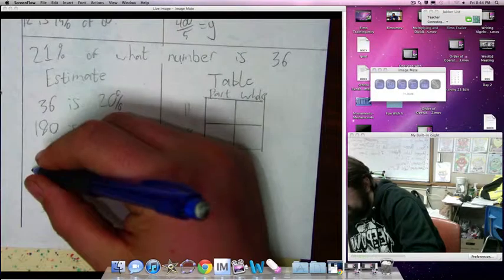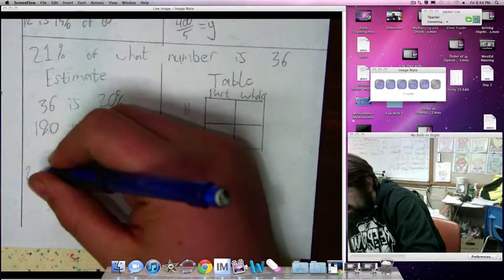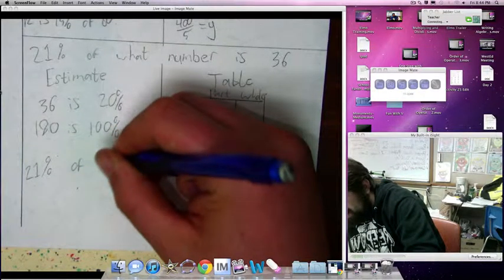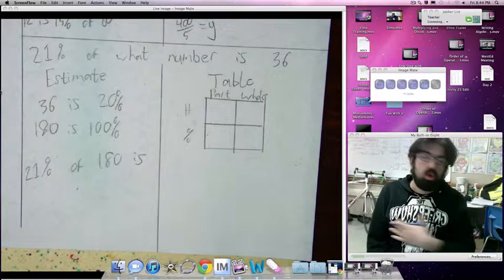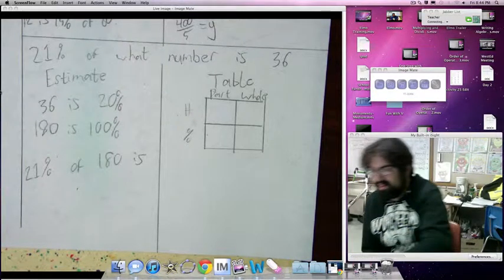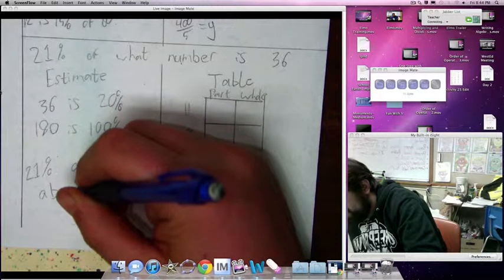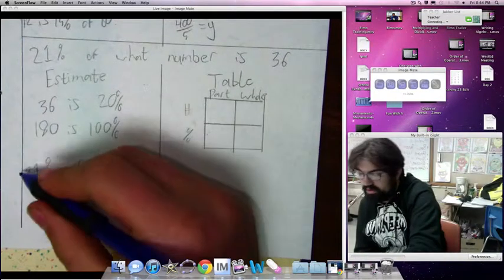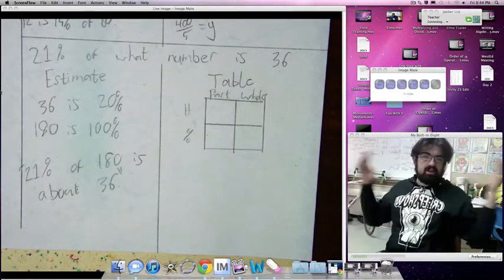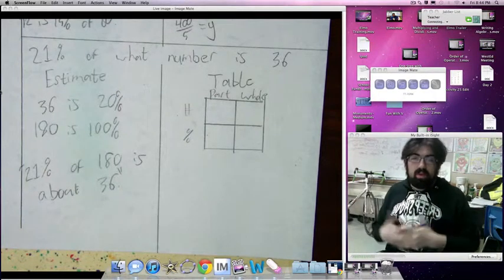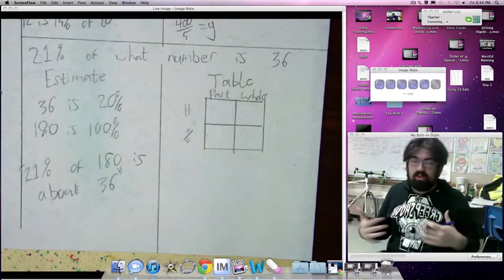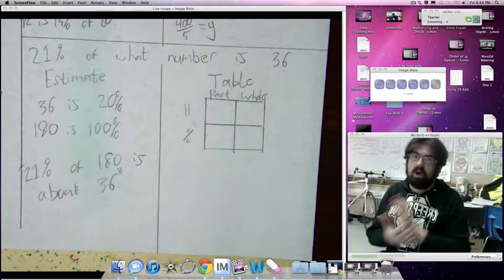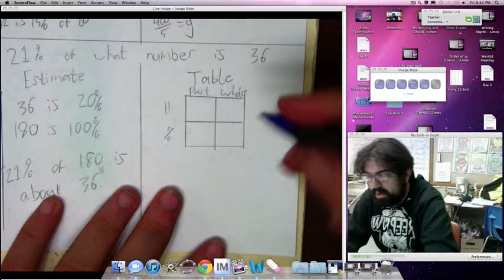Cool. So here's what I would do. 21% of 180 is, and we totally rounded, we estimated, is about, and yes, in Canada they say about, 36. So we totally rounded. It's about that. It's not dead on. Because making this work with 21 is really hard to do. We've got to play with stuff. I know we're going to end up with a decimal. So let's just go ahead and do it and see what happens.